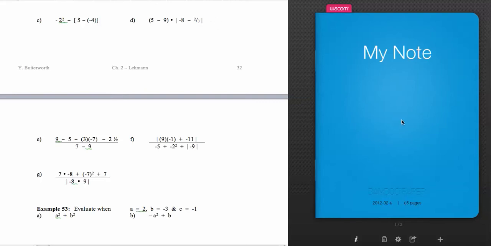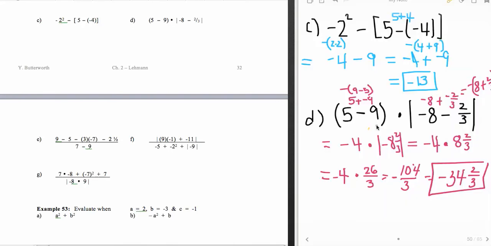Now I'm going to go over each of these, so if you haven't worked them, please pause, work all of those examples, and then go through each example with me. So we start here with part C. Nothing really in particular here except for just make sure that you're adding the opposite to do that problem and that you're doing the opposite of 2 squared here.